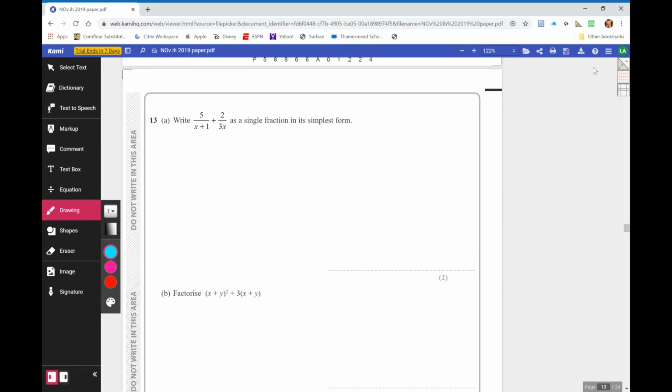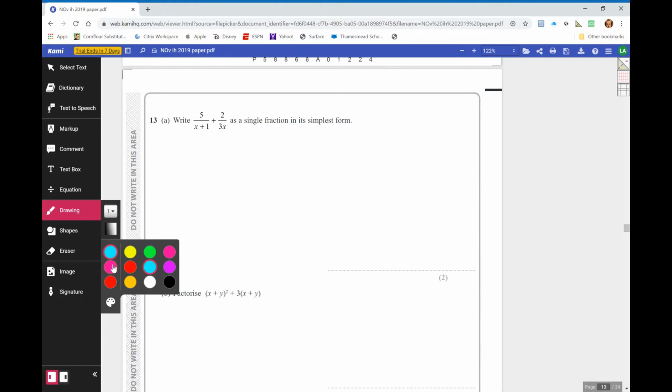It's question 13. Write 5 over x plus 1 plus 2 over 3x as a single fraction. So what you have to do is get the denominators the same, and to do that you can just times both together basically, because if you times this whole fraction by 3x and you times the other fraction by x plus 1, top by top, then you know that they're going to have the same denominator.